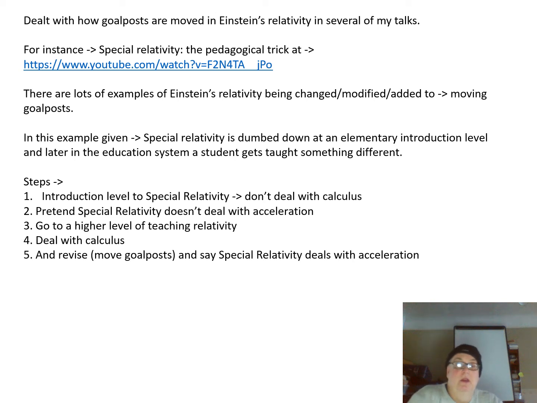In this example, special relativity was dumbed down for Jonathan at an elementary introduction level, and later in the education system a student gets taught something different. So the steps are: introduction level to special relativity, don't deal with calculus. Pretend special relativity doesn't deal with acceleration, and when you go to a higher level of teaching to the student on special relativity, you will then introduce calculus, and you revise things, i.e. move the goalposts, and say special relativity does deal with acceleration.